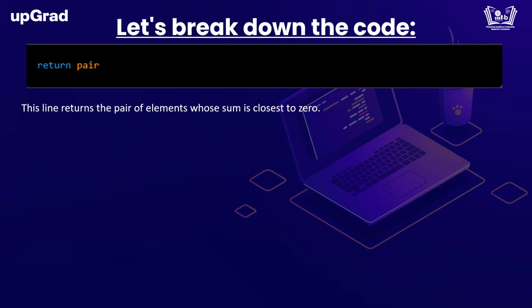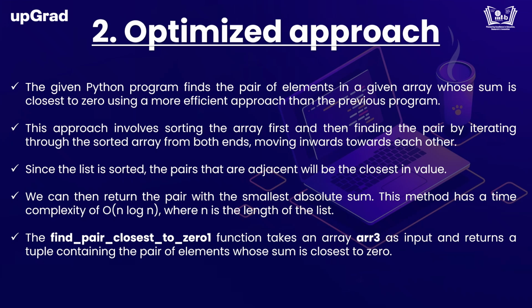Moving forward to the optimized approach, that is our second approach. This involves sorting the array first and then finding the pair by iterating through the sorted array from both ends, moving inwards towards each other. The method has a time complexity of order n log n, where n is the length of the list.